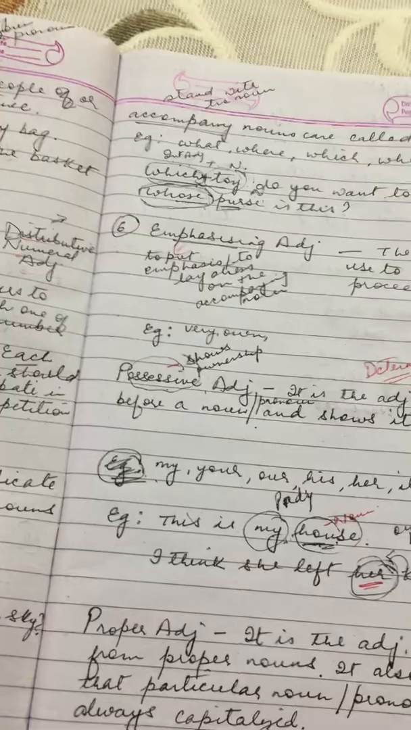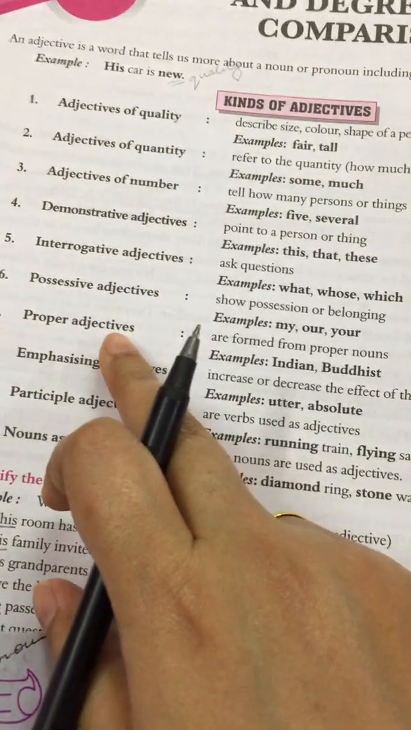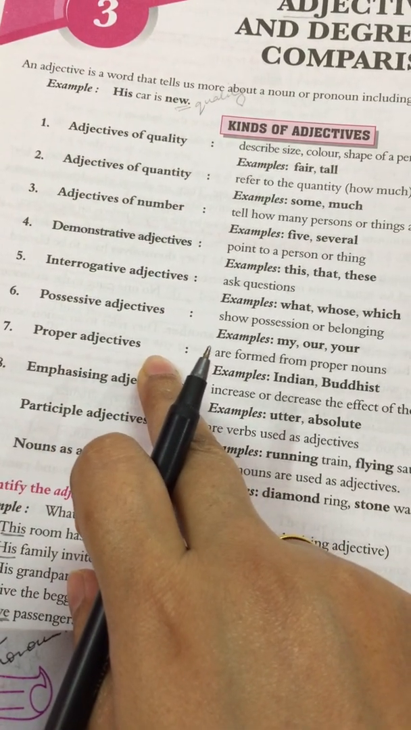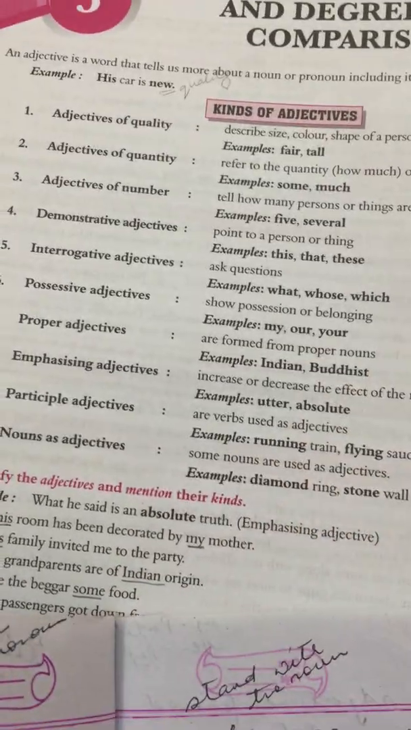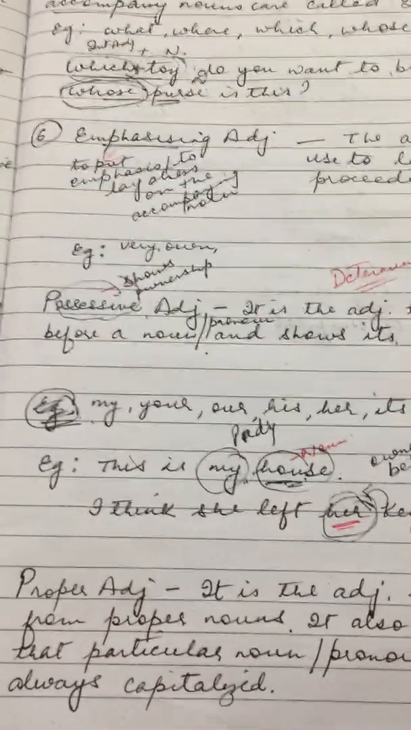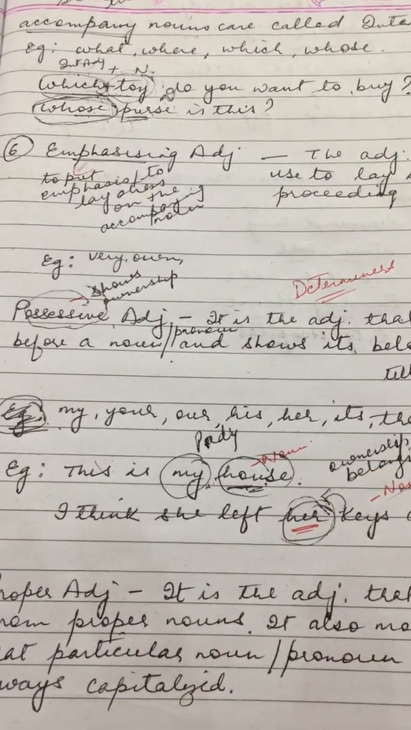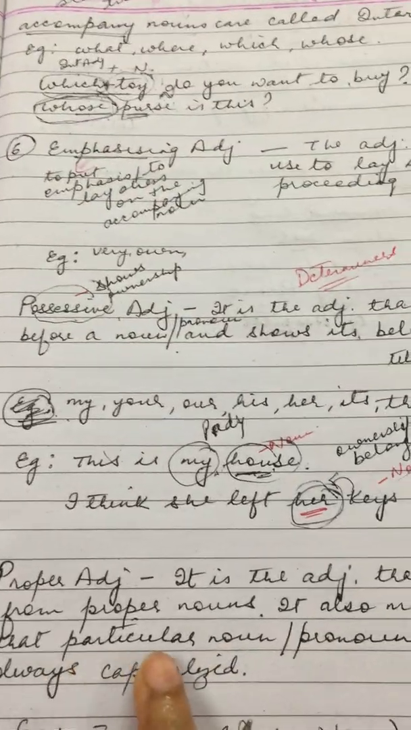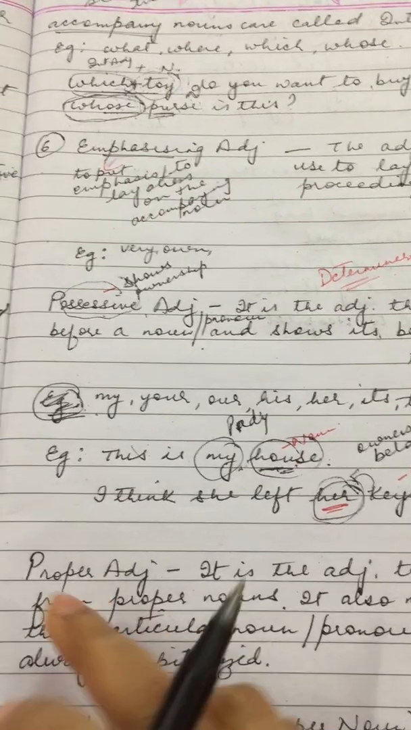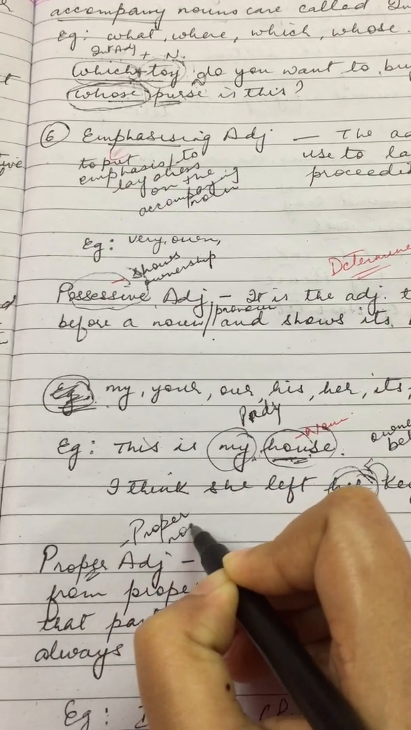Alright. So now we come to the next type of adjective, which is proper adjectives. Proper adjectives are formed from proper nouns. It is the adjective that is made from proper nouns. Proper nouns are special names that are always written with a capital letter. It also modifies that particular noun or pronoun. It is always capitalized. So please remember, proper adjectives are formed from proper nouns.